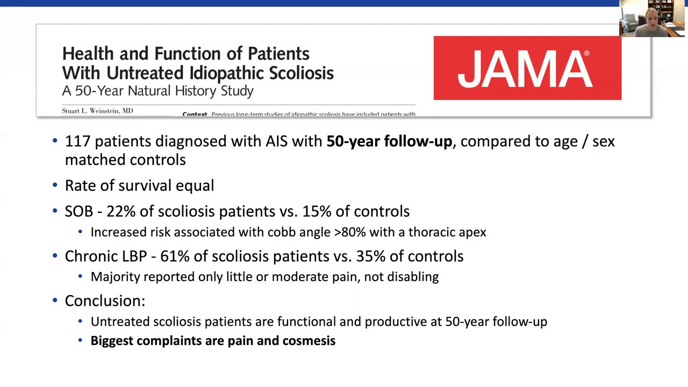So in conclusion, untreated scoliosis patients can live a functional and productive life at 50 years of follow-up. And their biggest complaints at that point in time are usually pain and the cosmetic appearance of their deformity. Unless their curves are extremely large, 80 to 90 degrees or more, they really are not having significant cardiopulmonary compromise, and they're not having excruciating, disabling pain.